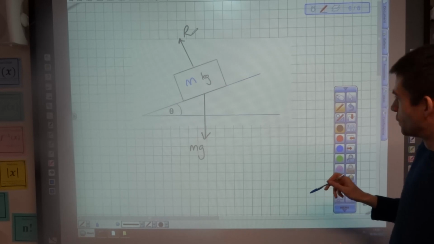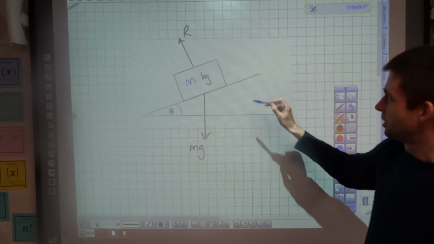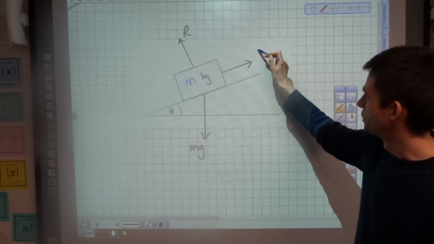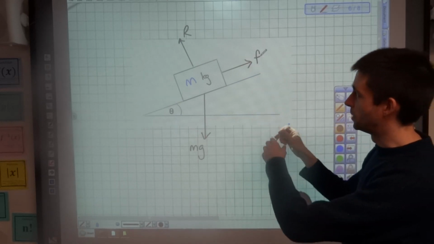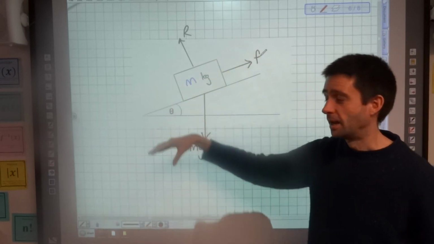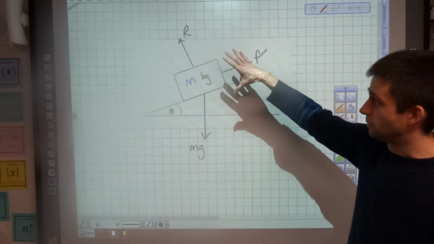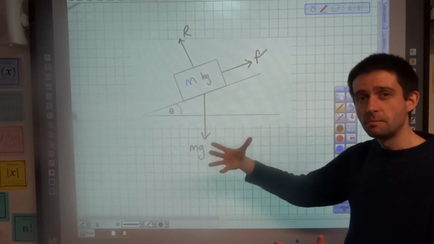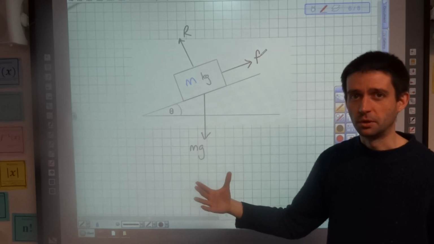Now, another force that might be acting on this system is a friction force acting up the plane, because the box is going to be inclined to want to slide down the plane. And the weight component of the force going down the plane might be enough to overcome friction and cause the box to move.